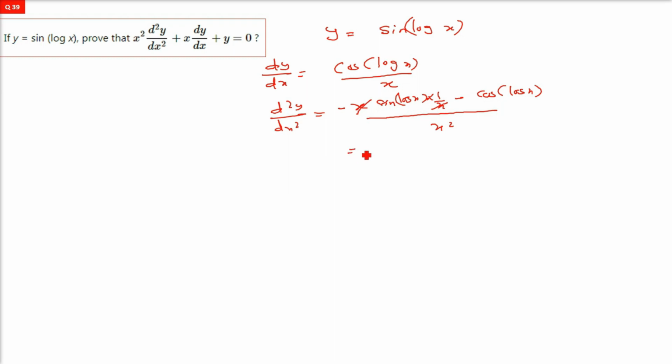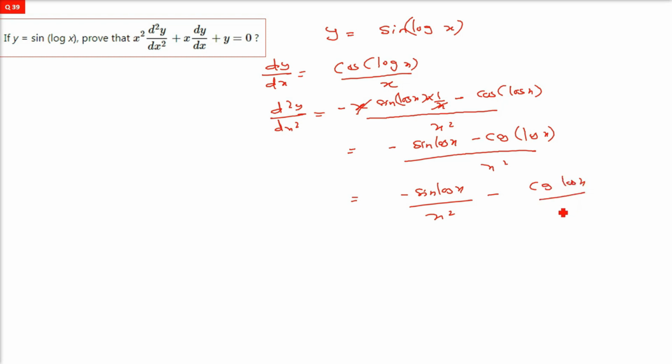You have negative sine log x minus cos log x, divided by x squared. So this y is sine log x. Now you have x squared with d2y by dx2, so you can directly take x squared on the left, or you can do it like this: minus sine log x divided by x squared minus cos log x by x squared. d2y by dx2 is here.